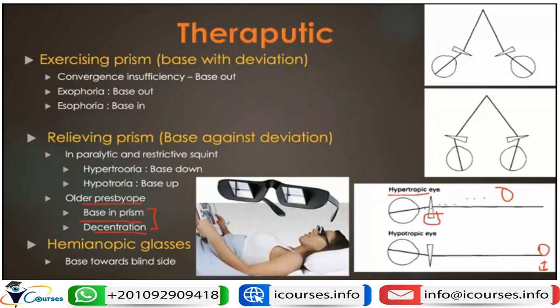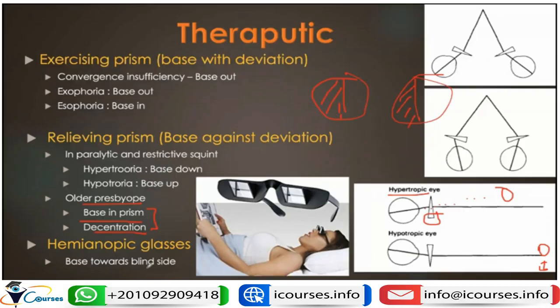Hemianopic glasses, for example: if the patient has hemianopia, this patient cannot see one blind hemifield. So this patient who has right homonymous hemianopia cannot see the temporal field of the right eye and cannot see the nasal field of the right eye. So what can we do for these patients? Theoretically speaking, we can give them glasses that deviate the light rays that are falling toward the blind retina toward the other seeing retina.